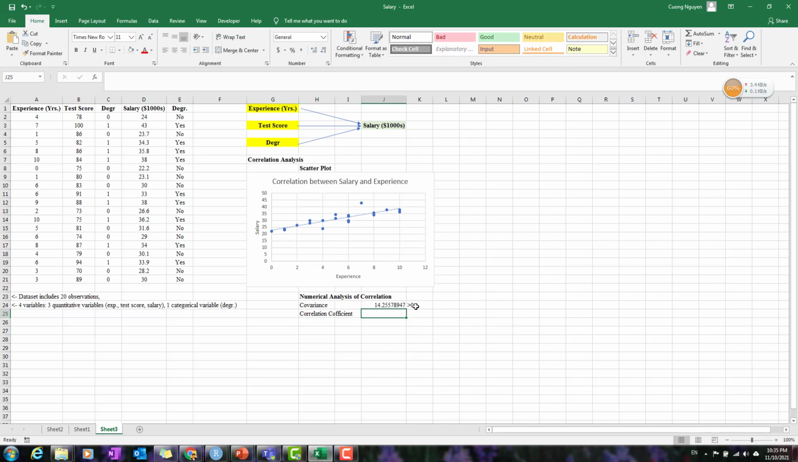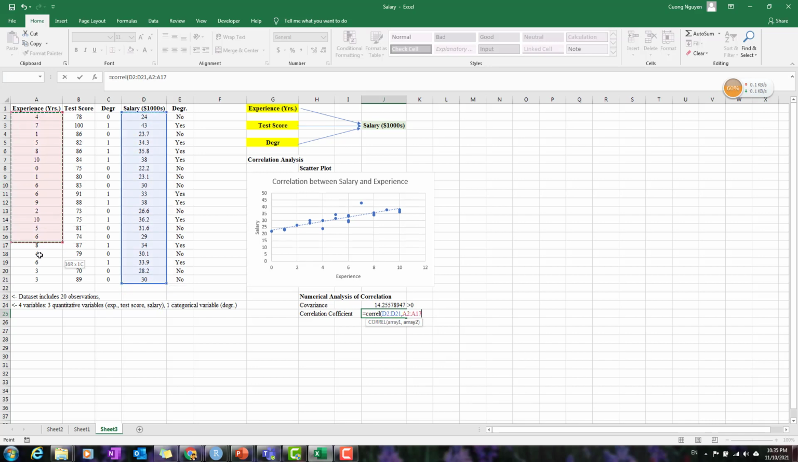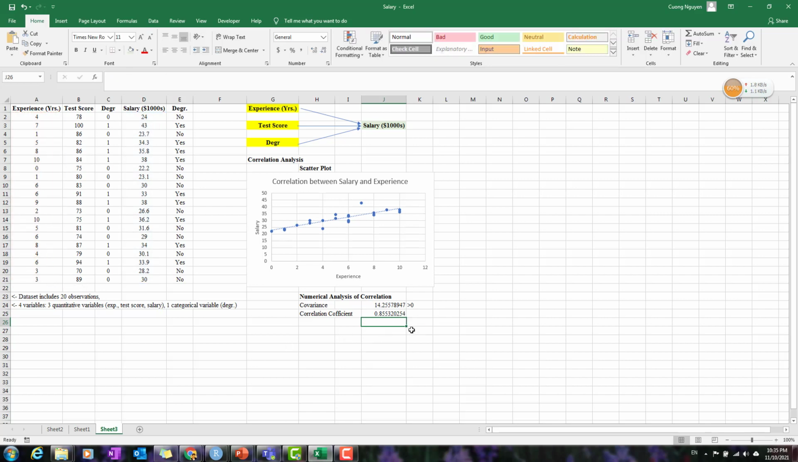Correlation coefficient, I will use the function CORREL. At the same time, I select the salaries and the experience as two arrays, and I compare them, and it looks like this could be a positive one, close to positive one.